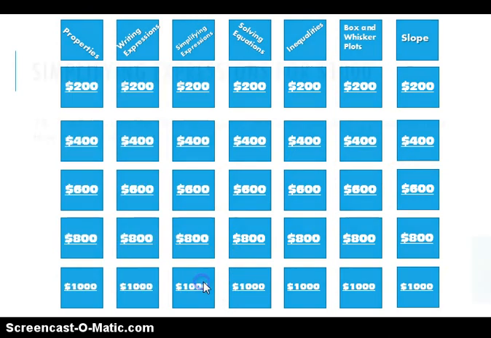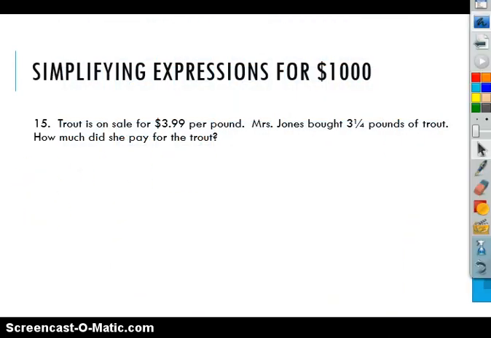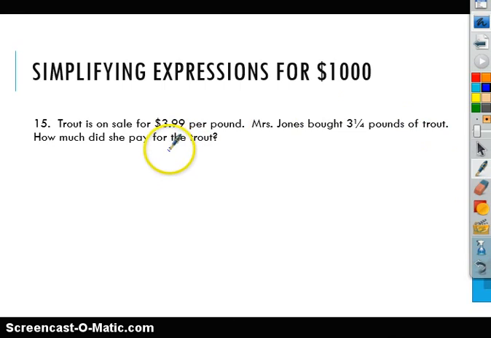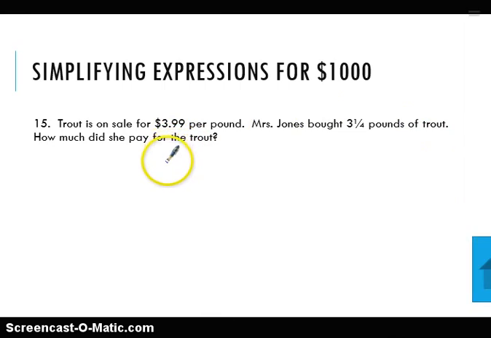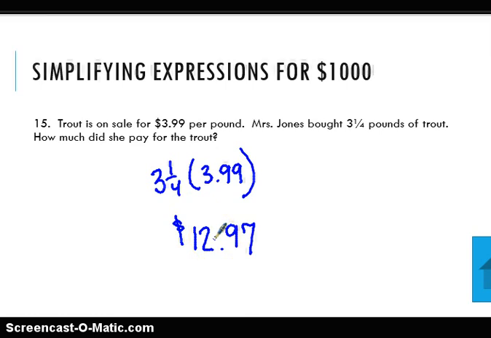Simplifying expressions for 1,000. Trout is on sale for $3.99 per pound. Mrs. Jones bought 3 1/4 pounds of trout. How much did she pay for the trout? So 3 1/4 times $3.99, and you multiply all of that out, and you get 12.96 and so on. You round it up to $12.97.